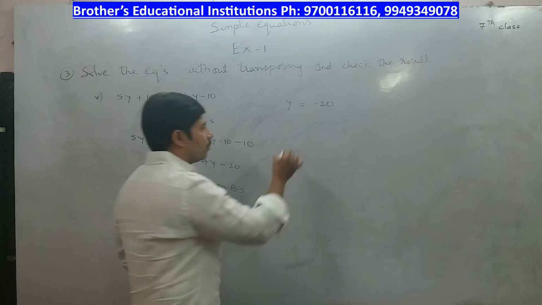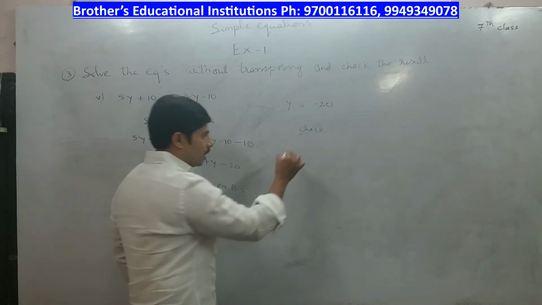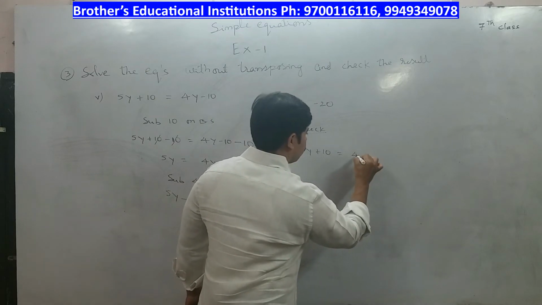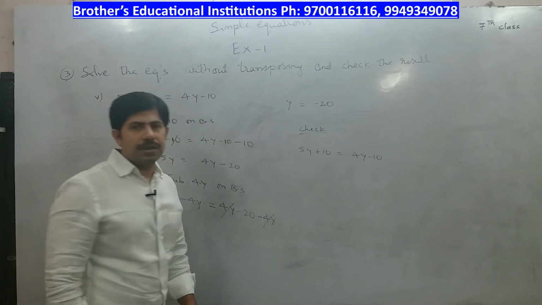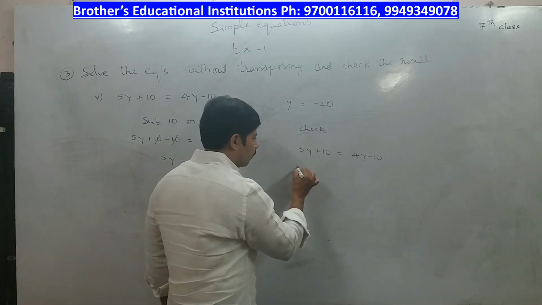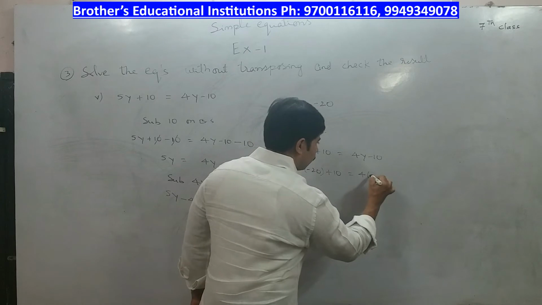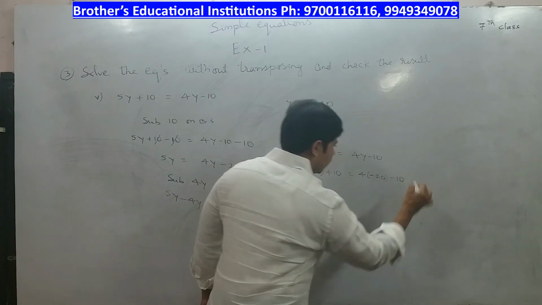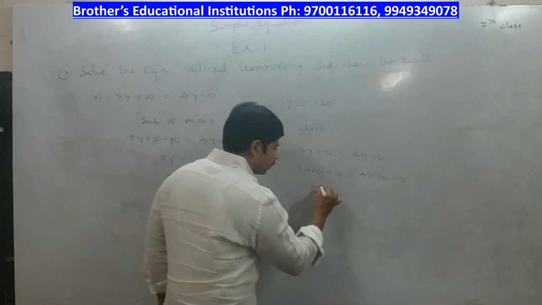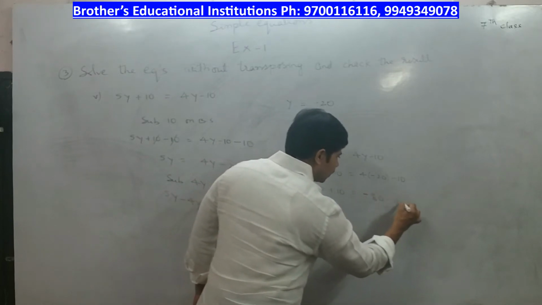Now after that we need to check the value. In order to check the value, we'll write the given question. So check. 5y plus 10 is equal to 4y minus 10. Now I'll substitute y value as minus 20. So it is 5 into minus 20 plus 10 is equal to 4 into minus 20 minus 10. So now 20 into 5 is 100, plus 10 is equal to minus 80 minus 10.